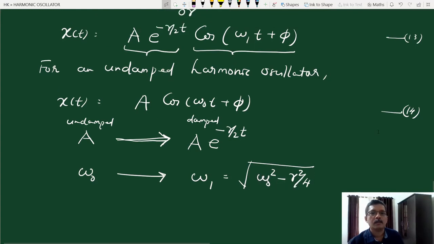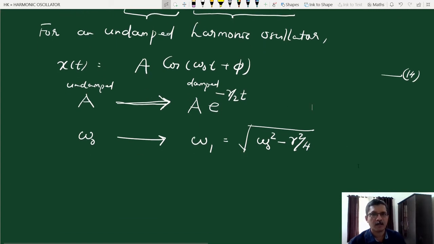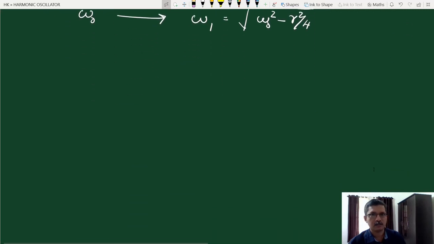Let us now try to plot equation 13. That means let us see how the instantaneous position varies with time for a damped harmonic oscillator. For comparison, let me first go back to our diagram, a similar plot for an undamped oscillator. So let us first consider the plot of an undamped oscillator.